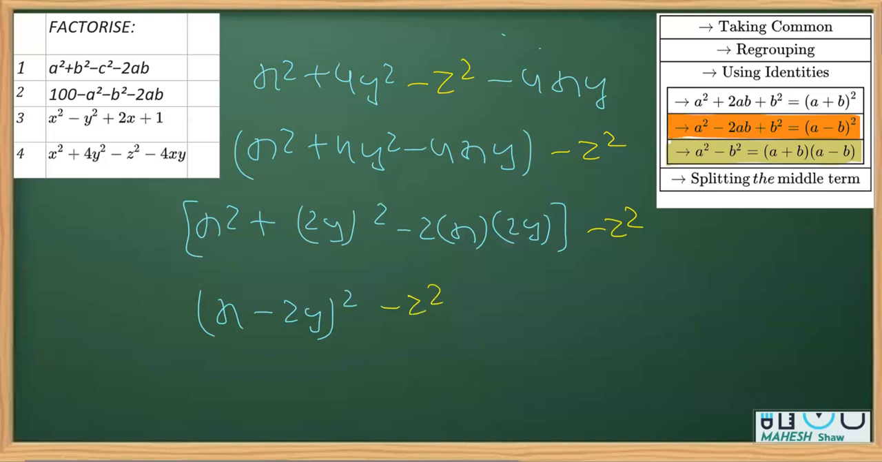So now again applying the third identity, that is a square minus b square, that is a plus b into a minus b. A plus b is this, and then a minus b is this. So as you can see, z square is the b square here, and that's why I wrote here z as the second term. This is the fourth part.